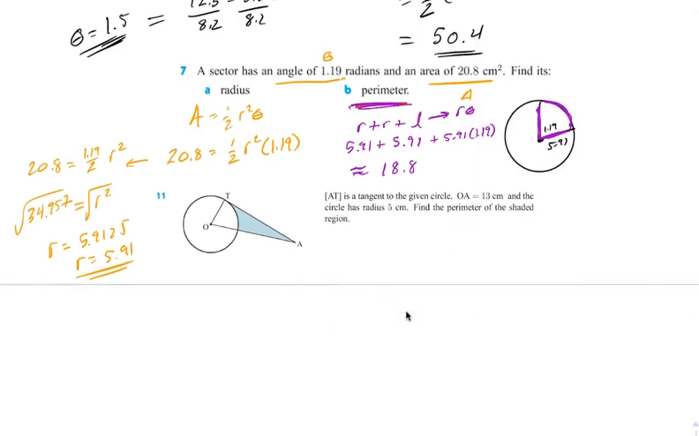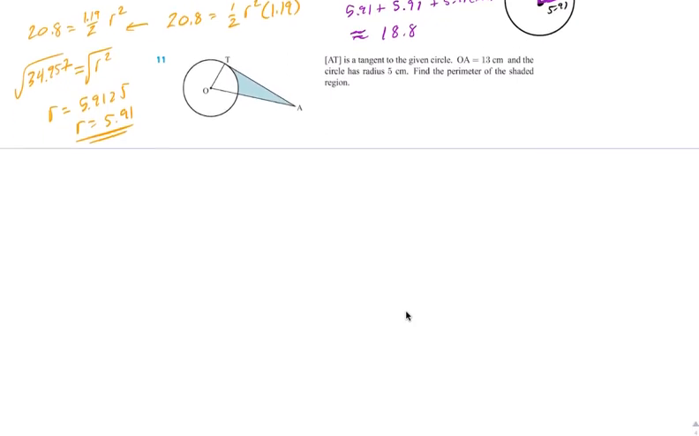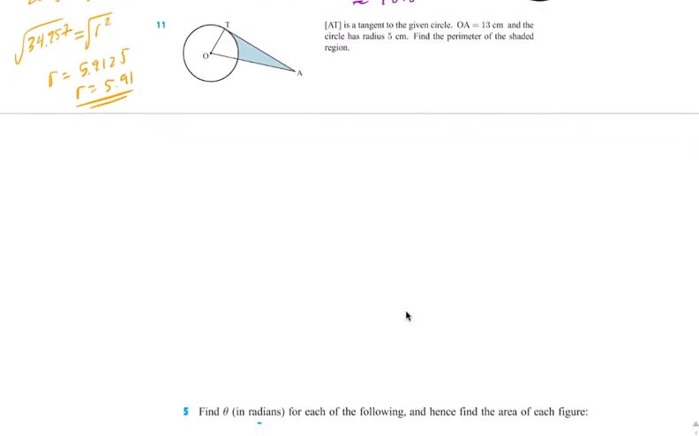Look at this next one here. A little review of geometry. AT is a tangent to the given circle, so that's a tangent. OA is 13, so let's write that. O to A is 13. And the circle has a radius of 5. So that means that this is 5 and this is 5, which means this is 8.